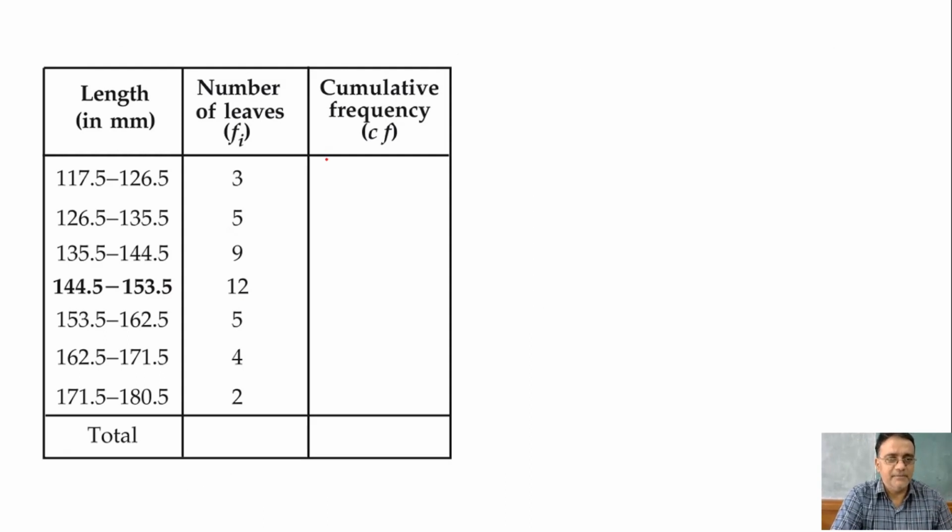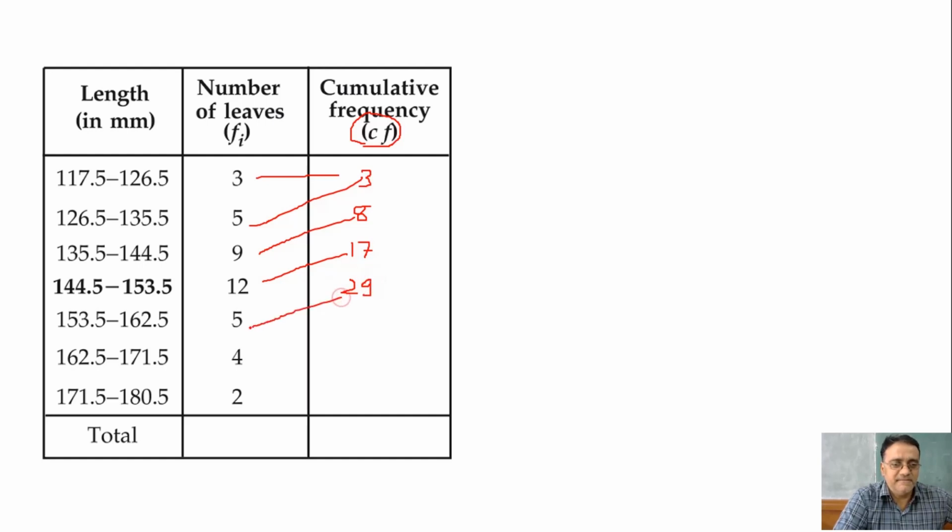Now we have to find the median only, so only one column we have to make, CF. What is the first CF? 3. Okay, second CF, 8. Third, 17. Fourth, 29. Okay, and fifth, 34. Next, 38. Okay, and the last one, 40. Okay, so total frequency is 40.